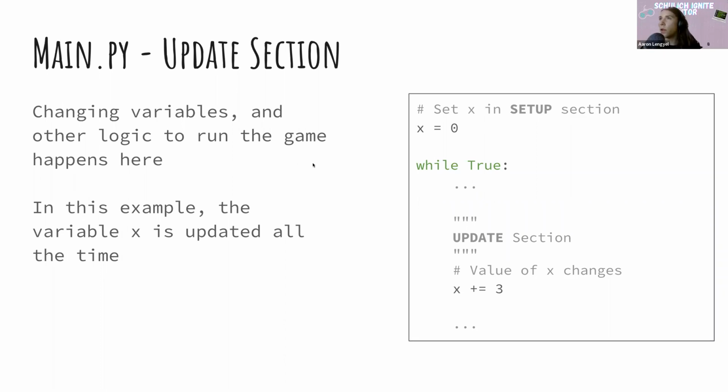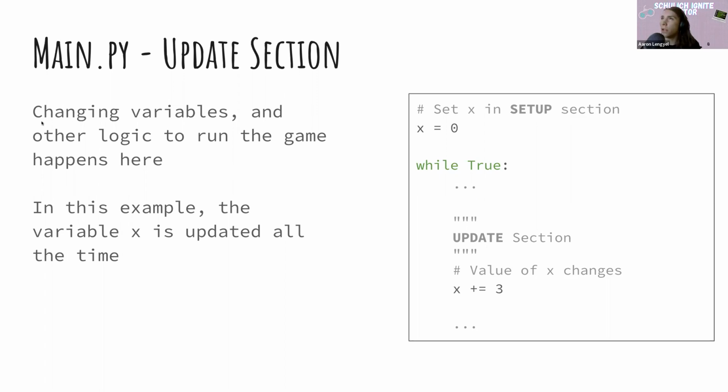This is where we change variables and other logic runs. All of our game logic that we want to happen in the game is going to happen inside this while loop, every frame. So what we're saying is for every frame, we're going to run this code, right? That's how that's going to work.